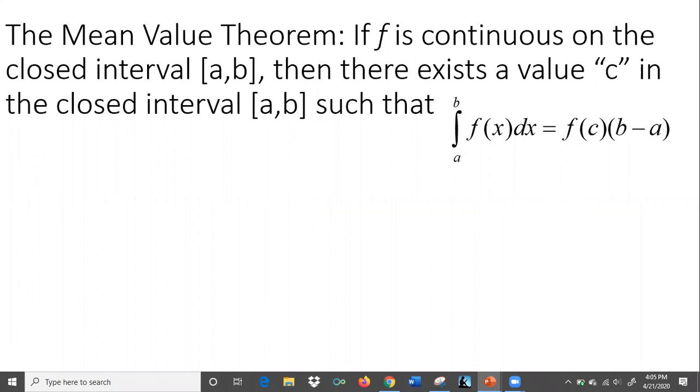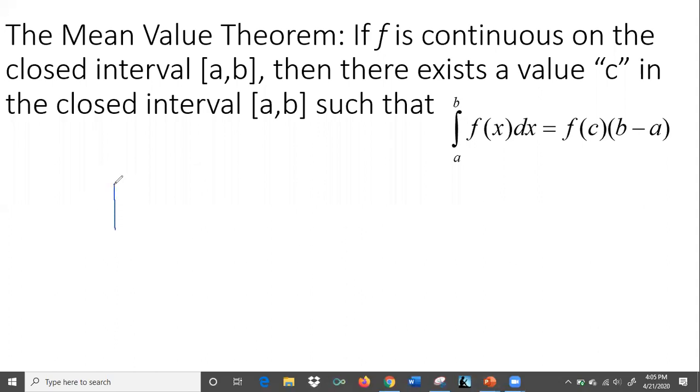If our function f is continuous on the closed interval from a to b, then there exists a value c in the closed interval [a, b] such that the integral from a to b of f of x dx is equal to f of c times b minus a. Again, that's a lot of words, can be a little confusing. I'm going to draw a picture to make it look a little bit nicer.